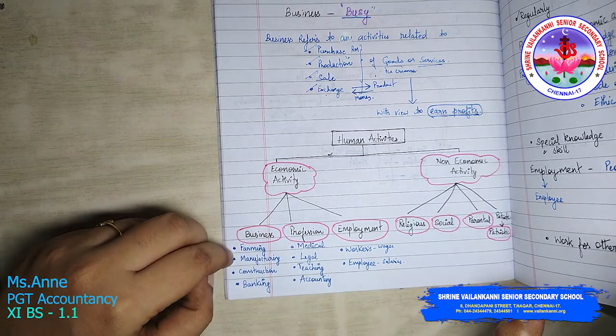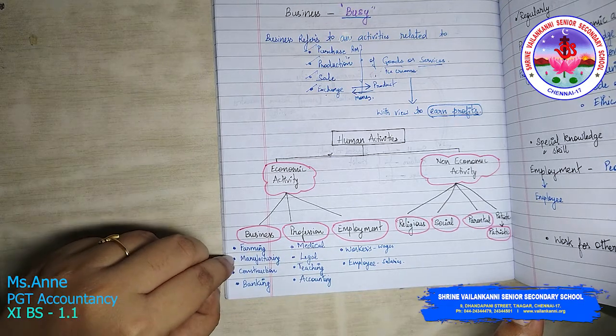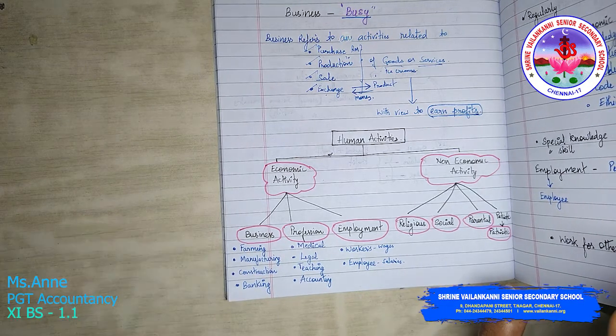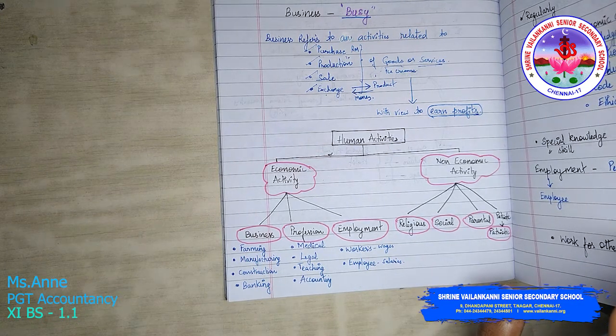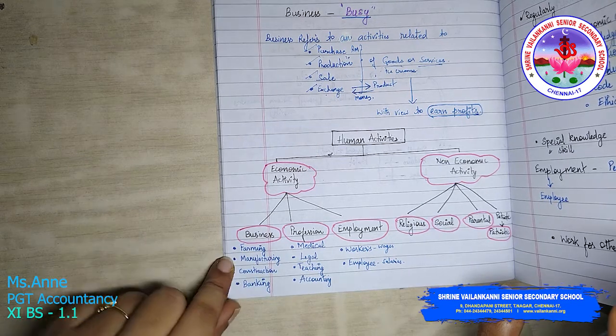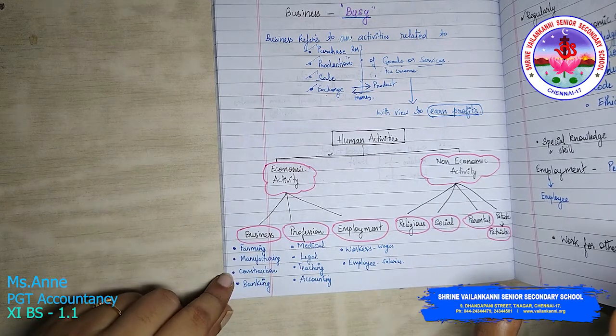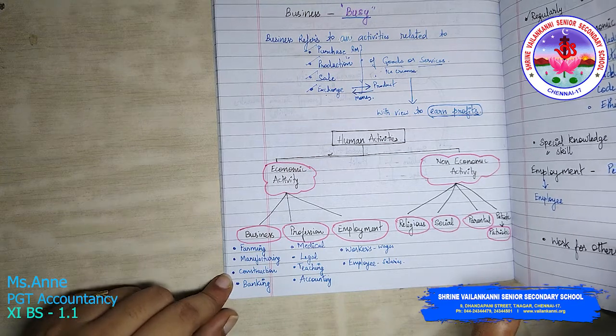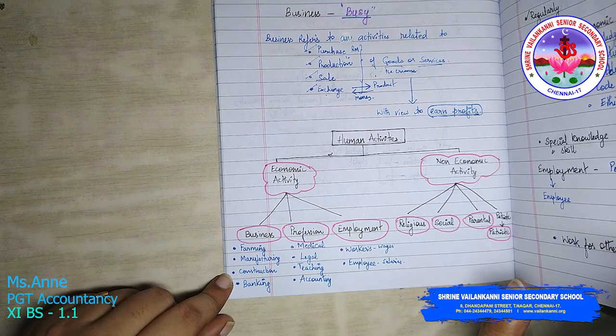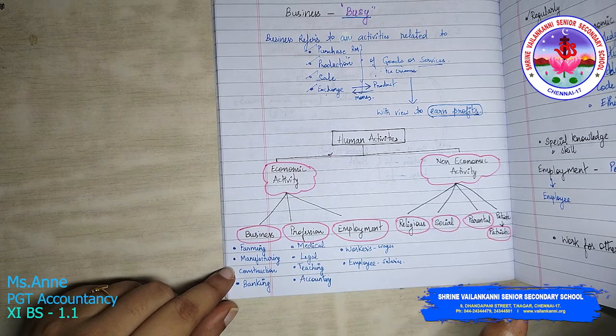So that is farming. Then you have manufacturing. Remember the example of ice cream. You manufacture the ice cream, you sell it to the customers. So that is called manufacturing. Then construction means what? Construction of buildings, dams, some infrastructure facilities. All these things come under construction.